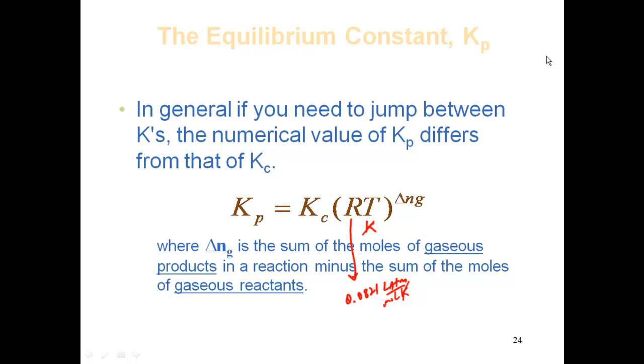To the delta Ng. What is delta Ng? Delta Ng is equal to your number of moles of gas of your products minus your number of moles of gas of your reactants. The key word there is gaseous. It's my number of moles of gaseous product minus my number of moles of gaseous reactants, which means if I have liquid or aqueous, those are not accounted for. We're only looking at gases. We're talking about atmospheres, partial pressures. Those are not affecting partial pressure. So your RT is raised to that delta Ng power.